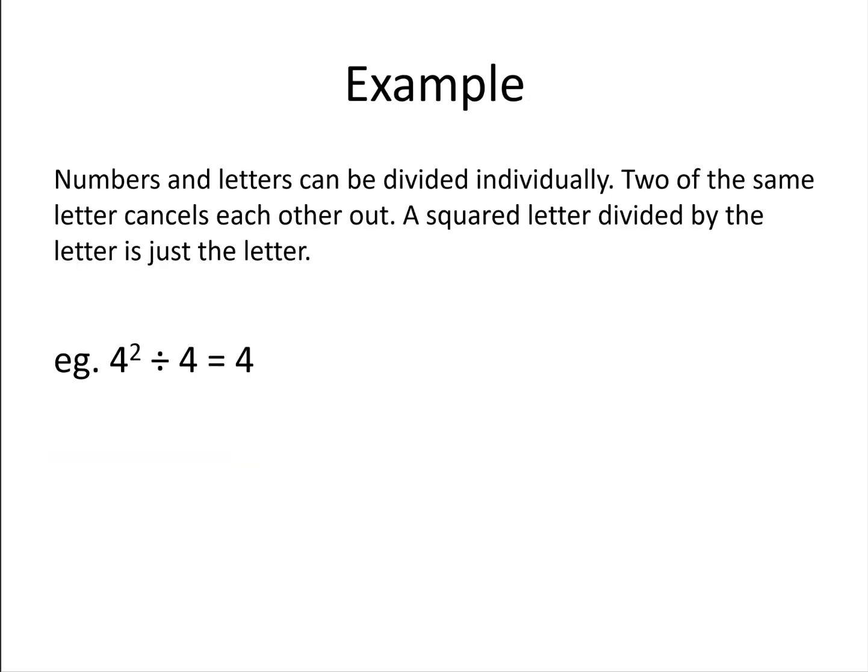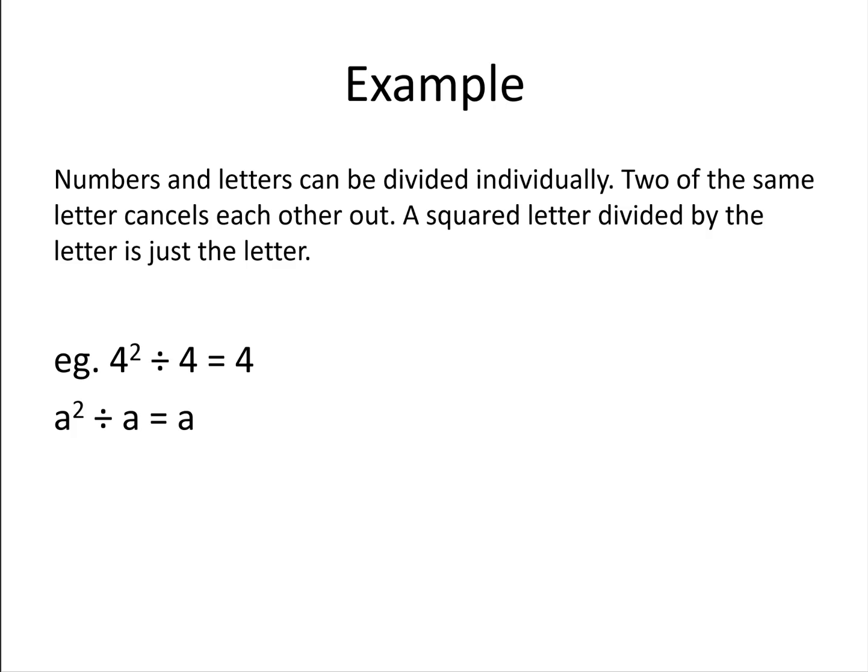Let's look at it another way. Two of the same numbers cancel each other out. We'd expect that. A squared divided by the letter is just the letter. What do I mean by that? Well, if I have anything squared and I divide by the base number, I get that number. So 4 squared divided by 4 equals 4. 4 times 4 is 16, divided by 4 equals 4. It's just using an inverse operation. To square something, I'm multiplying by itself, so if I divide by that number, I'll bring it back to the original number. Therefore, a squared divided by a will equal a.